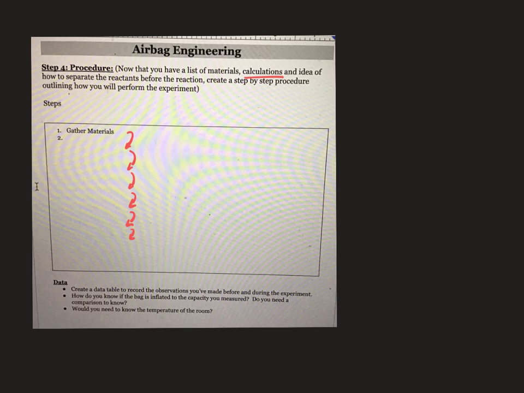The other thing in here is you're going to actually have to gather data. So I want you to create a data table that you would make to gather the data you need in the experiment. You'll have to think about that as well. What does the data table look like? What are the things that I need to record and measure? Those are the major things related to the airbag experiment.